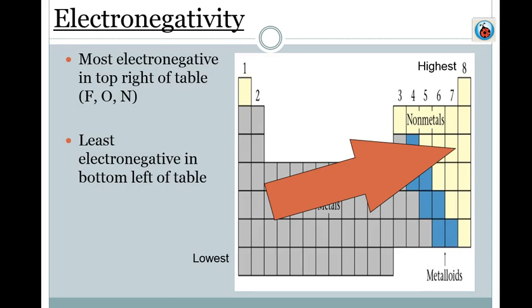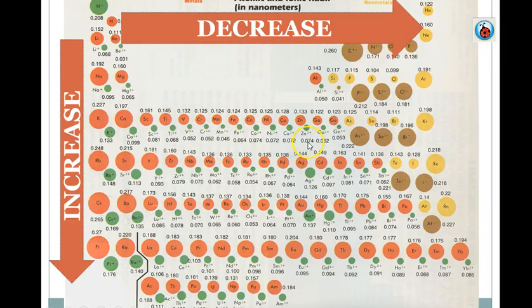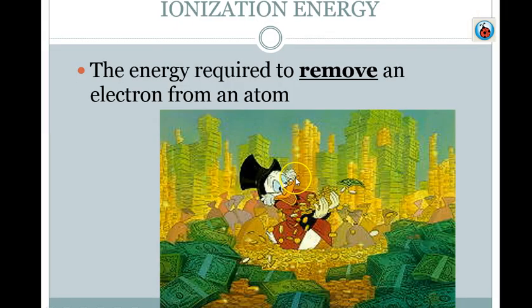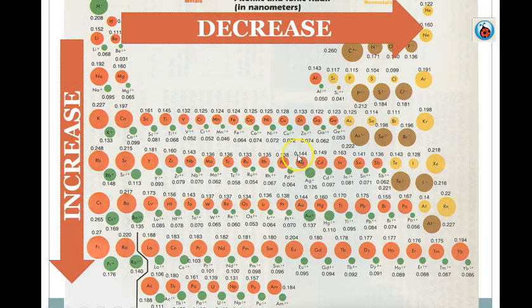And so the most electronegative element is at the top of the right-hand side of the table. So fluorine, oxygen, nitrogen are very attractive. The least are at the very bottom, because it has to depend on the size of the atom. So I'll talk about that in a little bit. Let me get to a blank sheet here, and I will show you why.